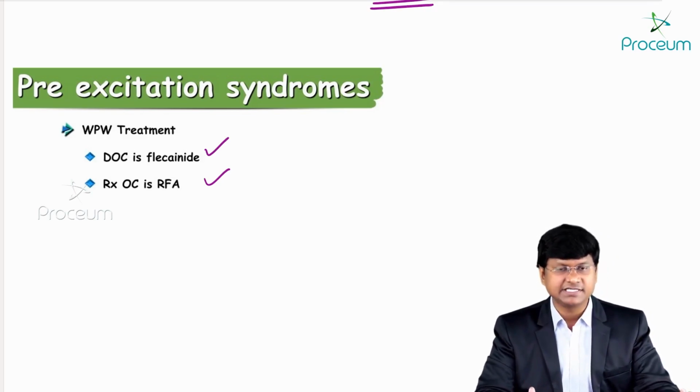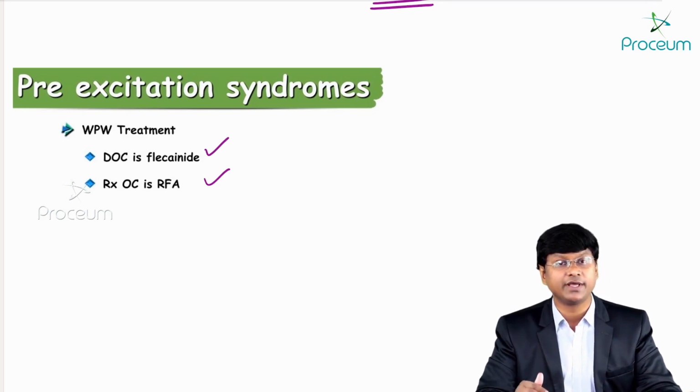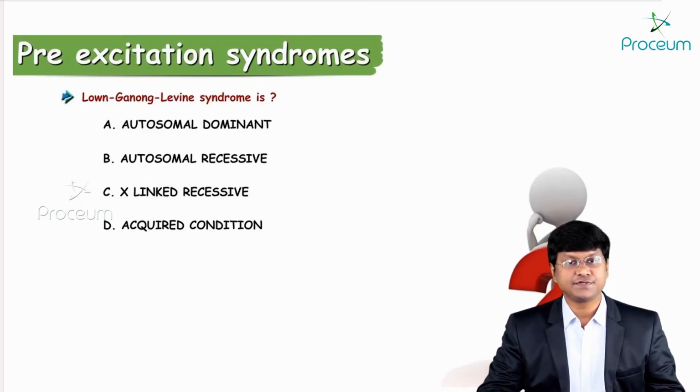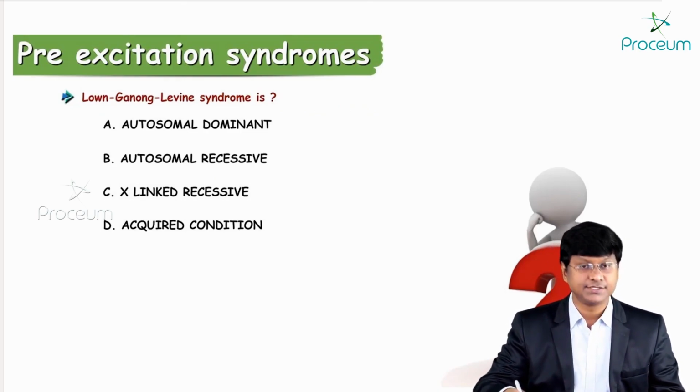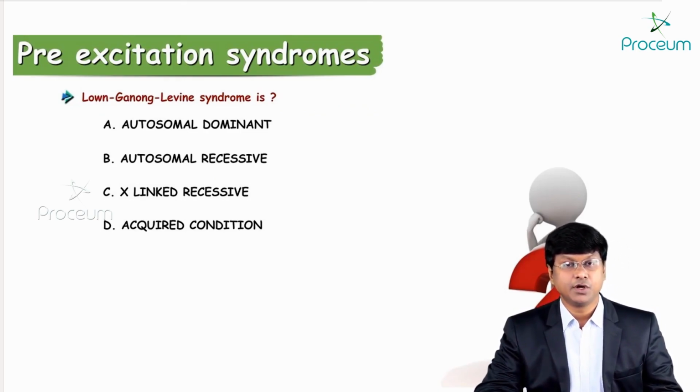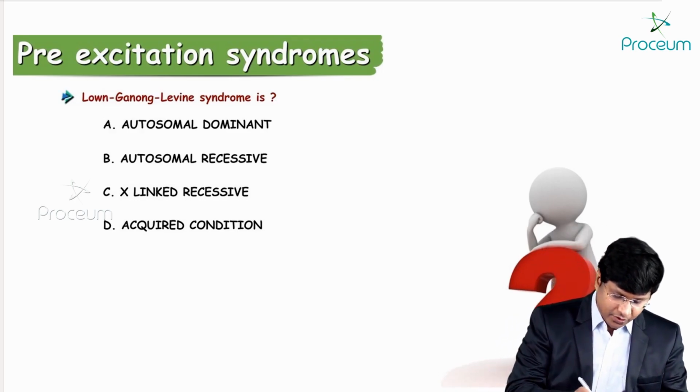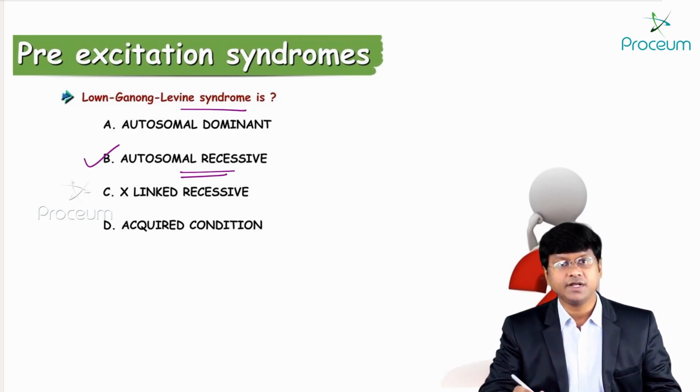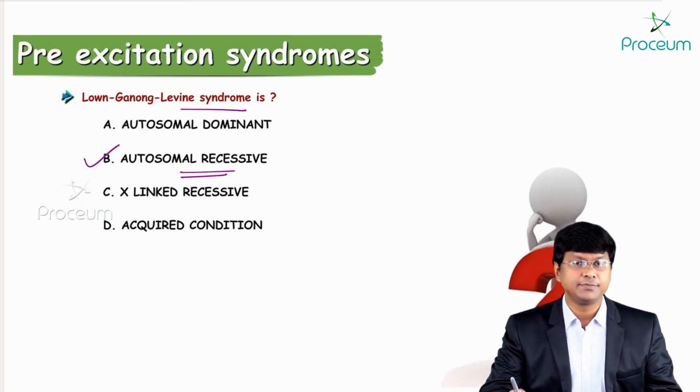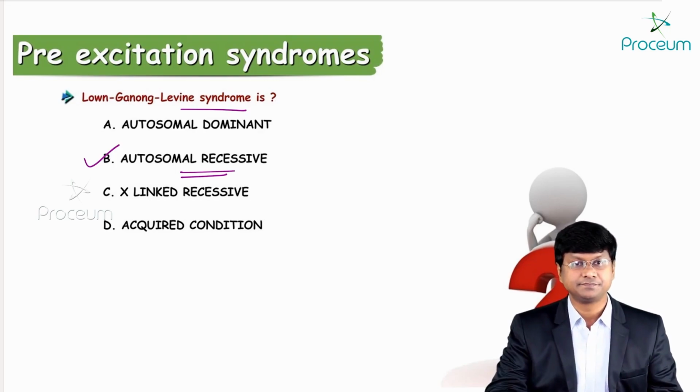Now let me discuss the next important pre-excitation syndrome, that is Lown-Ganong-Levine syndrome. The question is, LGL syndrome is inherited as autosomal dominant, autosomal recessive, X-linked recessive, or is it an acquired condition? Let me tell you, Lown-Ganong-Levine syndrome is inherited as an autosomal recessive condition. WPW syndrome, autosomal dominant condition. Lown-Ganong-Levine syndrome, autosomal recessive type of inheritance.